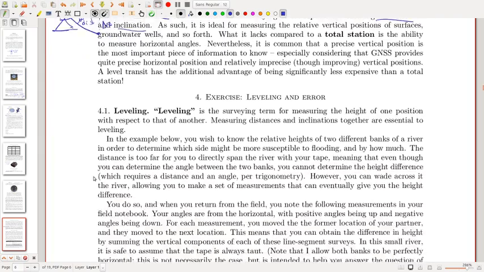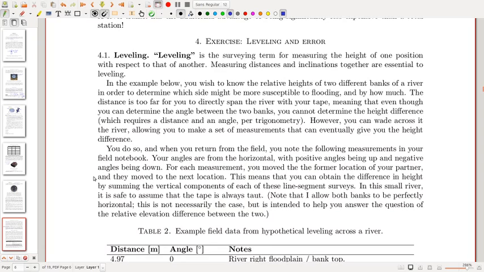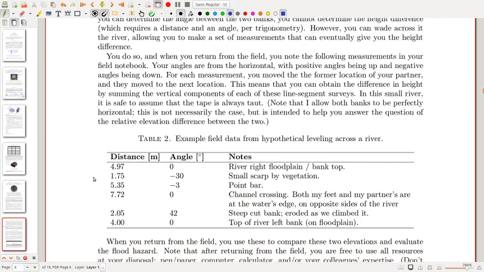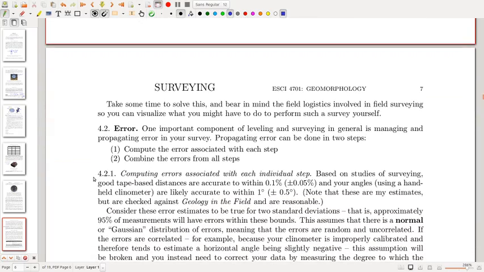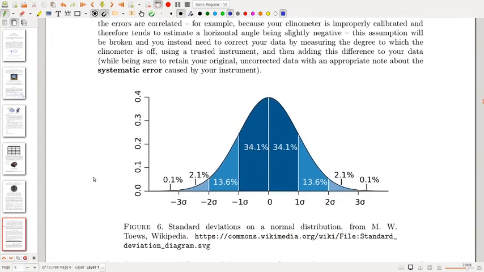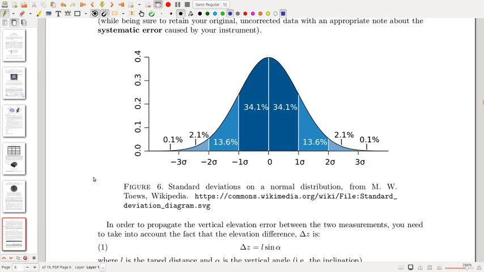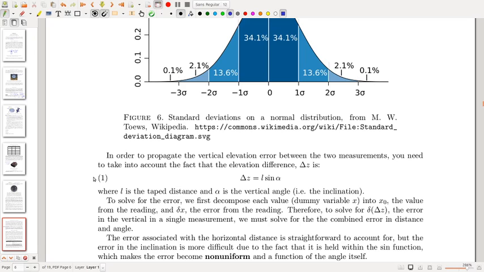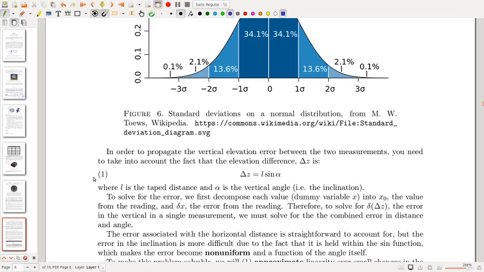So section 4 here is an exercise that I'm just going to briefly go over. The idea here is that you're doing a leveling survey across a river, and we have some example data points, and also some examples of potential error that might be associated with them and how to compute error. So while working through this and the error computations, I would suggest you use a spreadsheet or some pencil and paper, but this is designed to introduce you to the general idea of how errors actually accumulate over the course of a survey.